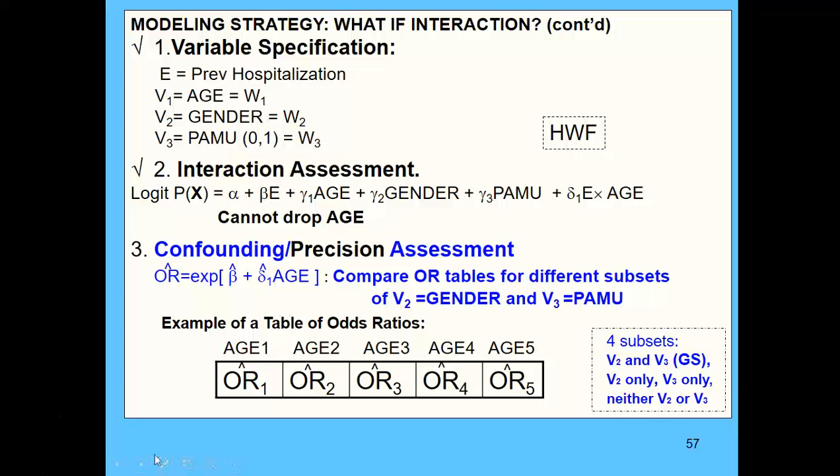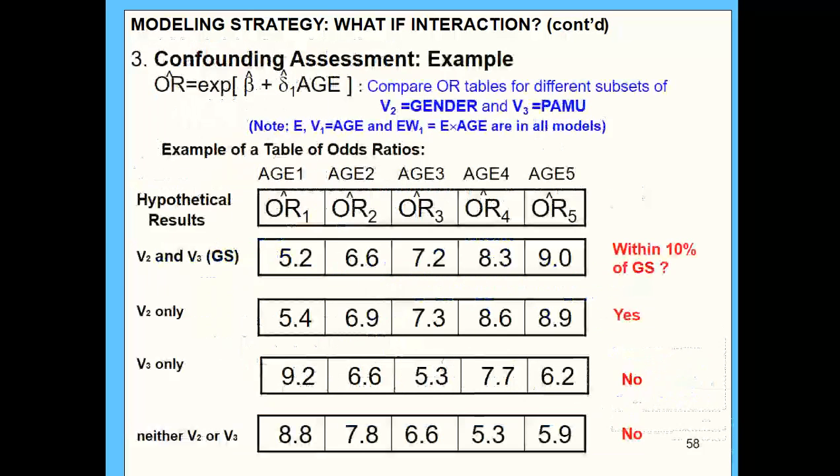I'm going to get a table like this for the gold standard model. I'm going to get a table like this if I drop either gender or PAMU. I can drop them, but I can't drop age. I'm going to get another table like this. So what am I asking? I'm not asking whether the odds ratio changes. I'm asking whether the table of odds ratios changes. It's more complicated and more subjective. So here are some examples of that. This is where we're about to quit, but I want to make sure I show you this. These are made-up results, just to show you, because this wasn't in the model.